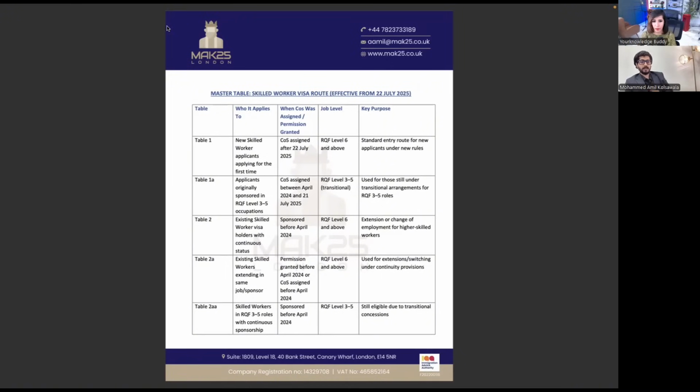Okay. Table 2A. So table 2A is for the existing skilled worker visa holders who are extending in the same job with the same sponsor, who have got the permission before April 2024 or whose COS was assigned before 2024.